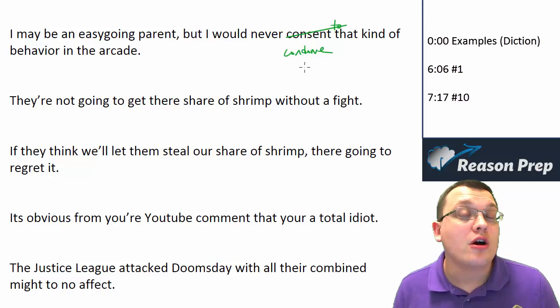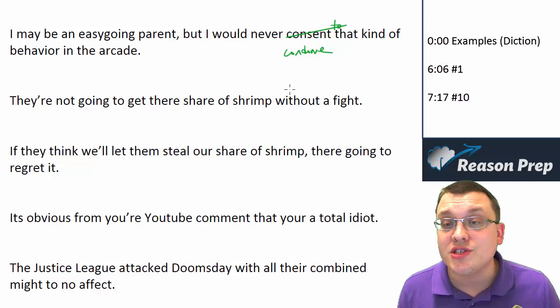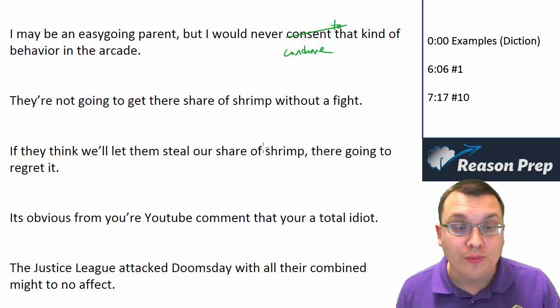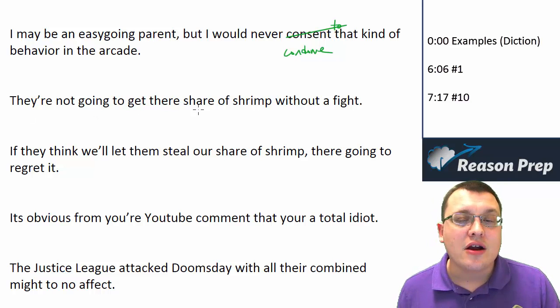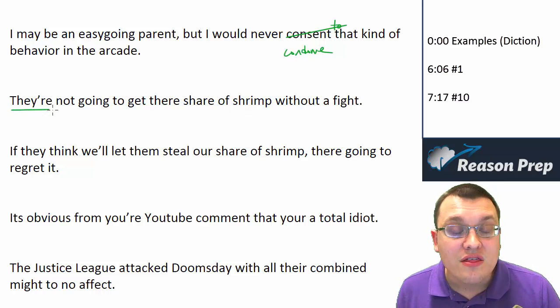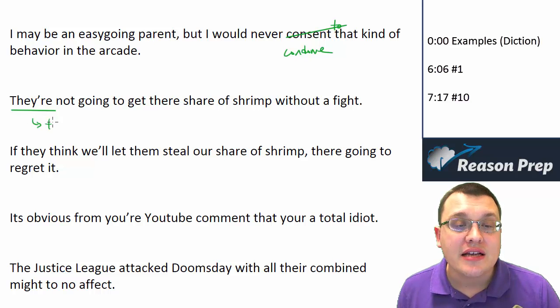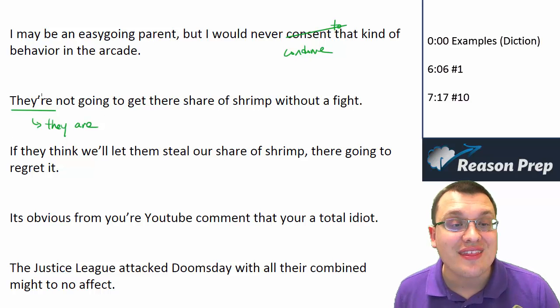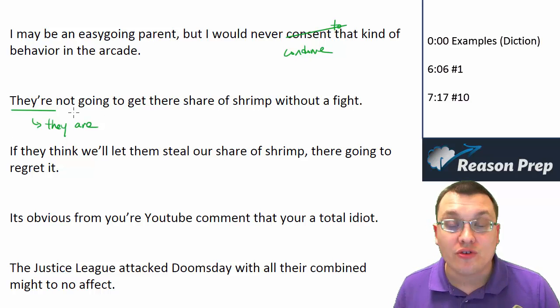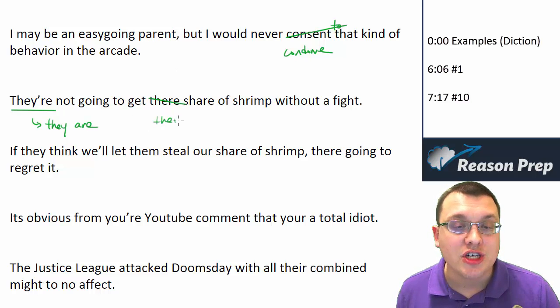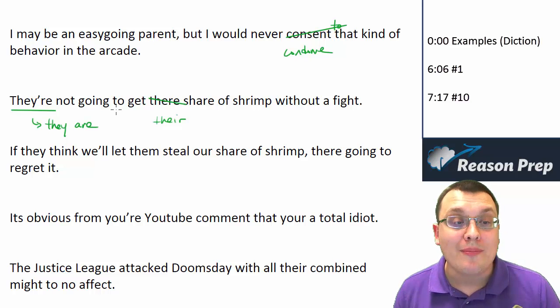Now, this might have been a hard question to get on your own without any multiple choice. In the real test, you're going to have multiple choices. So presumably you would see the word condone and realize that it would fit better and then go from there. They're not going to get their share of shrimp without a fight. Here we're testing the difference between the 3 theirs. They're is a contraction for they are, and that is correctly used in this case, right? They are not going to get their shrimp, so that works. This there, however, is the there of place. We need the there of possession, their, so we would swap that out.